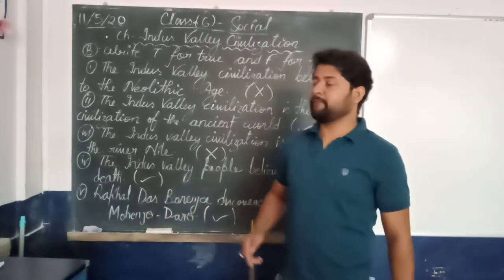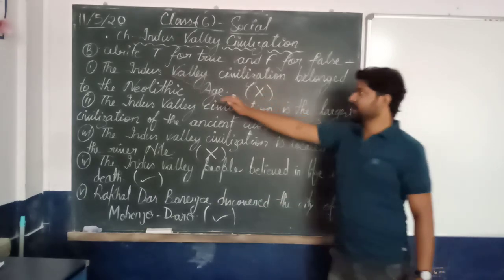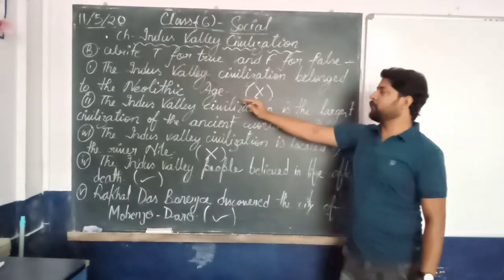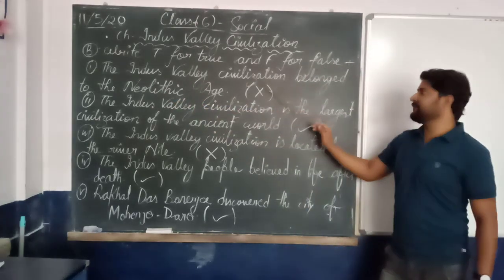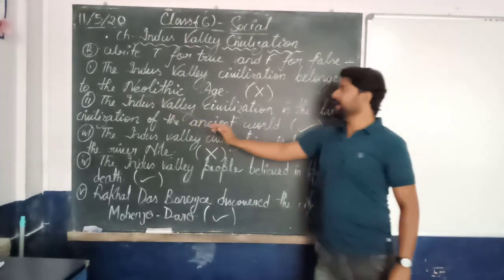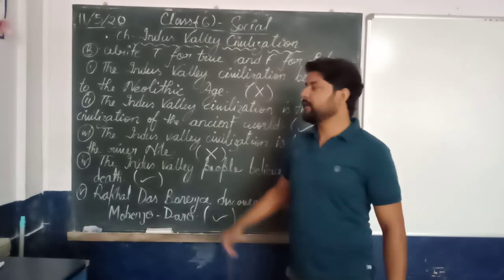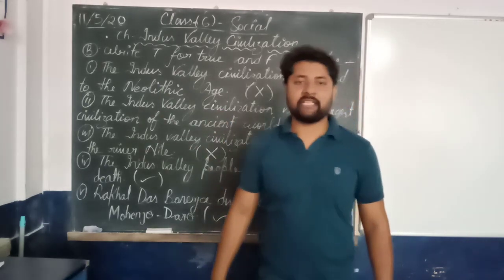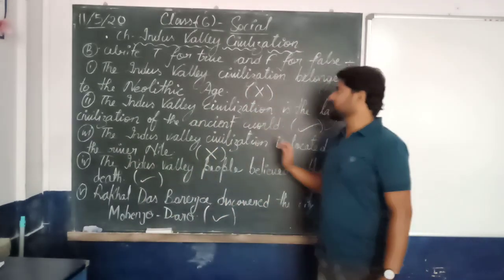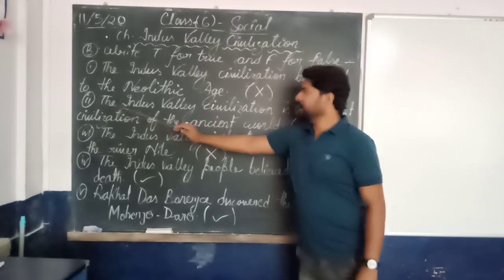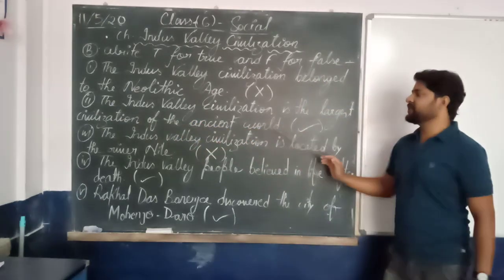So today in this class we will discuss true and false from the textbook from the same lesson. As you can see it is written, write T for true and F for false. The first question: the Indus Valley civilization belonged to the Neolithic age. As I told you in the last class while discussing the lesson, it's not the Neolithic age, it's the Chalcolithic age where bronze and copper are majorly used. So it is false.